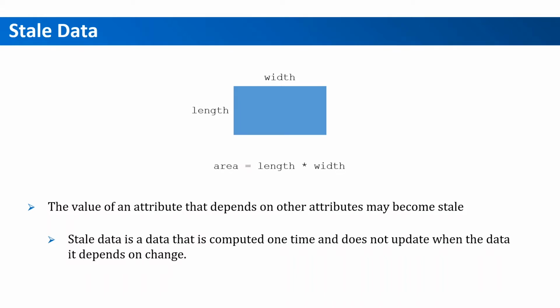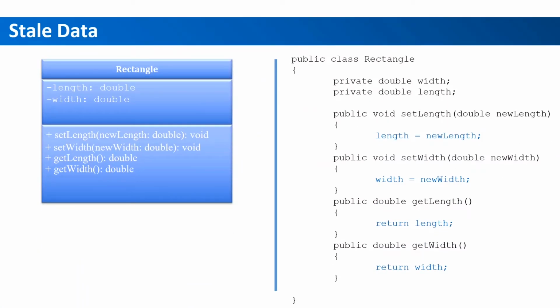So let's take an example. Here is our old rectangle class. It has the two fields, length and width, and the four methods, two getters and two setters. Now let's edit the UML to add the area. Intuitively, I will add the area as a field or an attribute that is private and of type double. Since it's private, I will define a public getArea method that will return the area field when called.